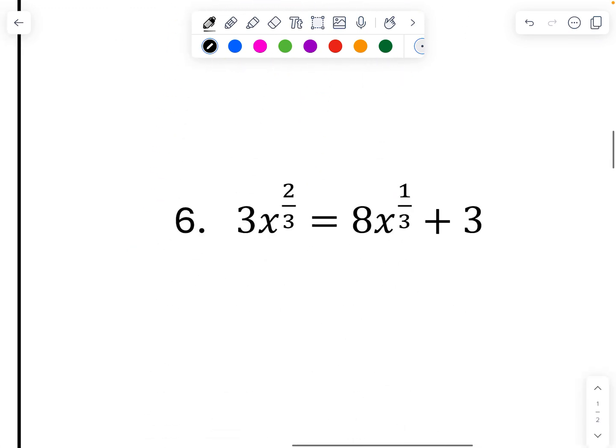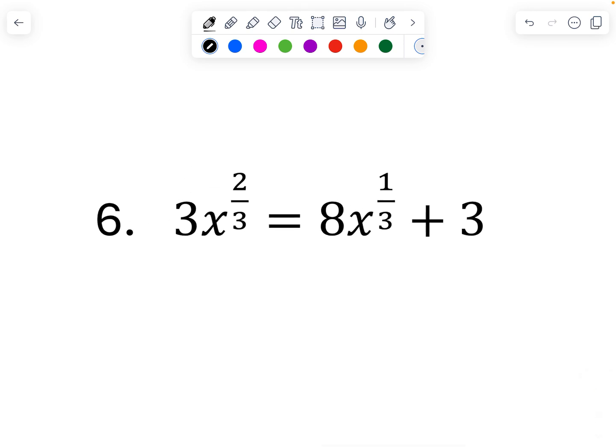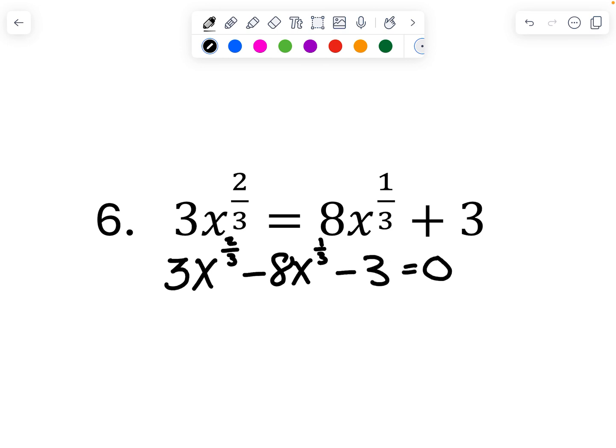All right, and last but not least, so I would rewrite this as 3x to the power of 2/3 minus 8x to the power of 1/3 minus 3 is equal to 0. And again, I would notice that I have a variable x here and a variable x here, and this power is twice as big as that power, so I can factor this as normal. And because 3 is prime, I am going to do guess and check.